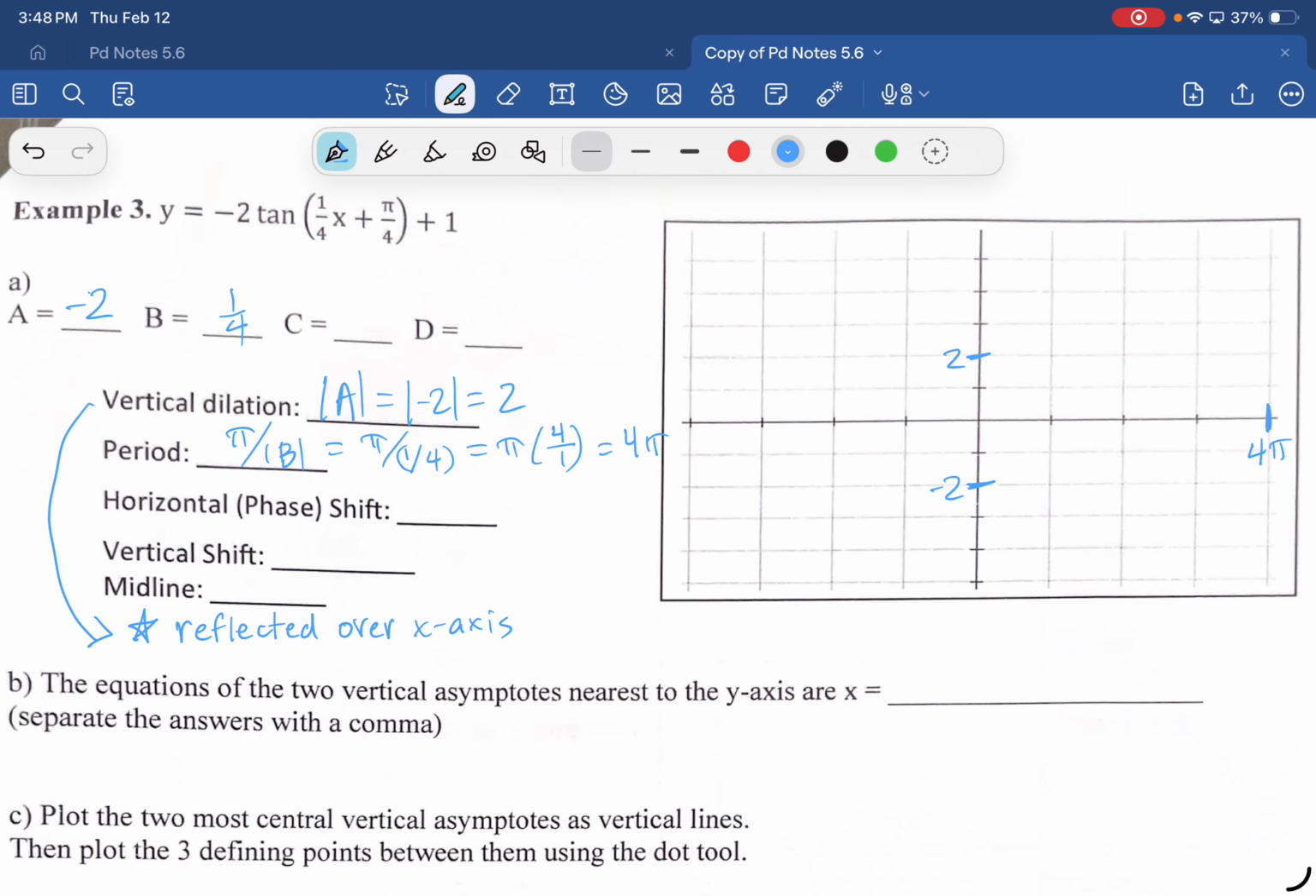In addition to possibly what are A, B, and C, D, what are the vertical dilation, the period, the phase shift, the midline, because these are a little bit harder to draw, even for the programming part of the online assignment. They might ask you for the equations of the 2 vertical asymptotes nearest to the y-axis. So make sure you answer what they ask for. If they say the vertical asymptotes between 0 and 2 pi or something else, make sure you answer what they ask for. In this case, there is another vertical asymptote over here at 2 pi.